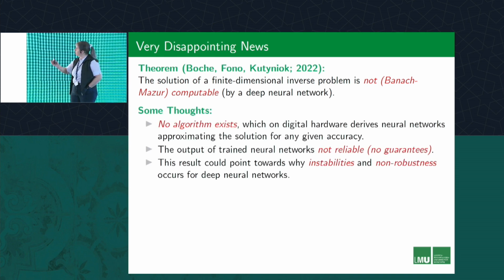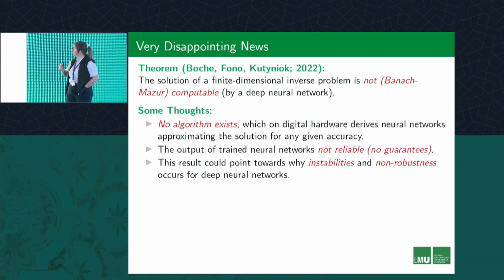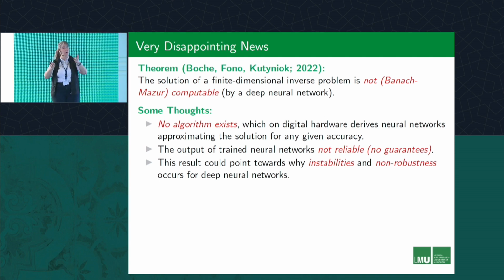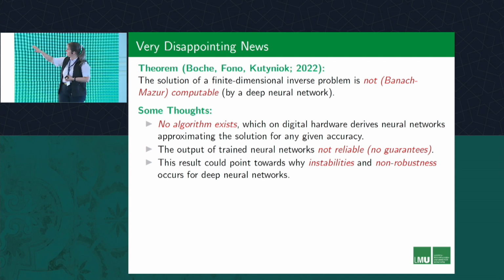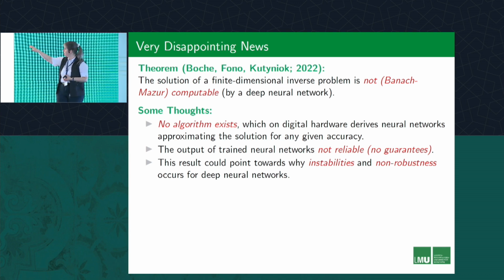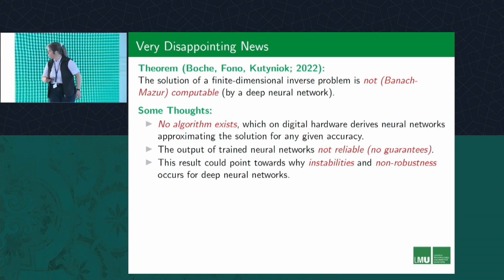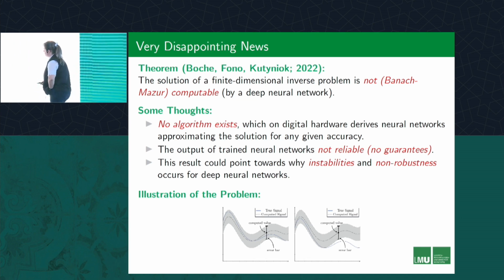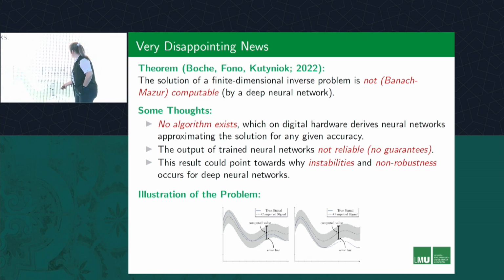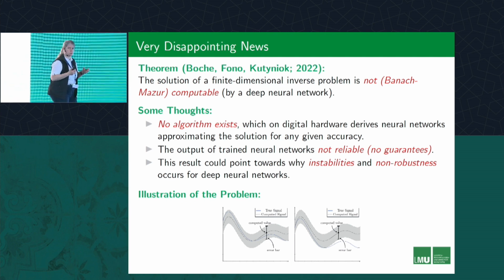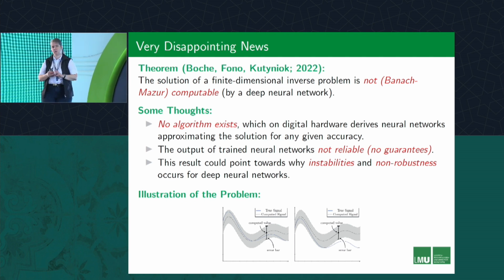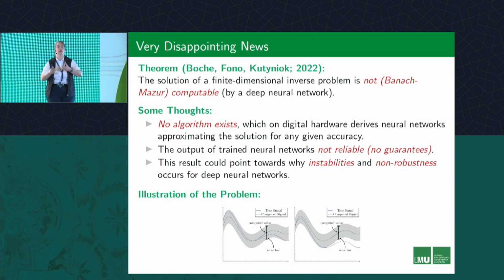So what does it lead to? In general, there exists no algorithm which on digital hardware derives neural networks which give you the solution for any given accuracy. In that sense, the output, you don't have guarantees, it's not reliable, and this could point towards why we also observe instabilities and non-robustness in certain cases. And so as an illustration, even if you have, for instance, a theoretical error bar, you don't know whether the output of your neural network will be within this error bar, because you cannot compute it except up to a certain precision.